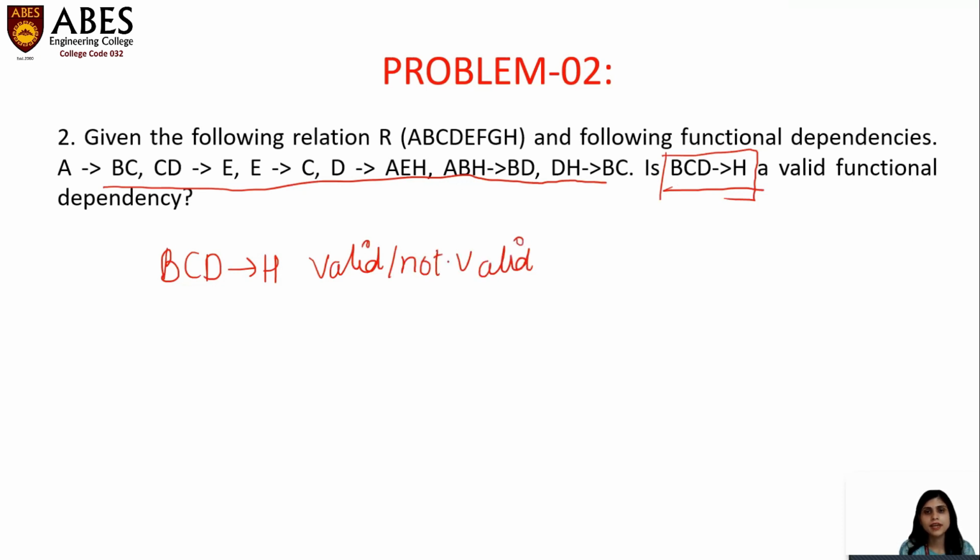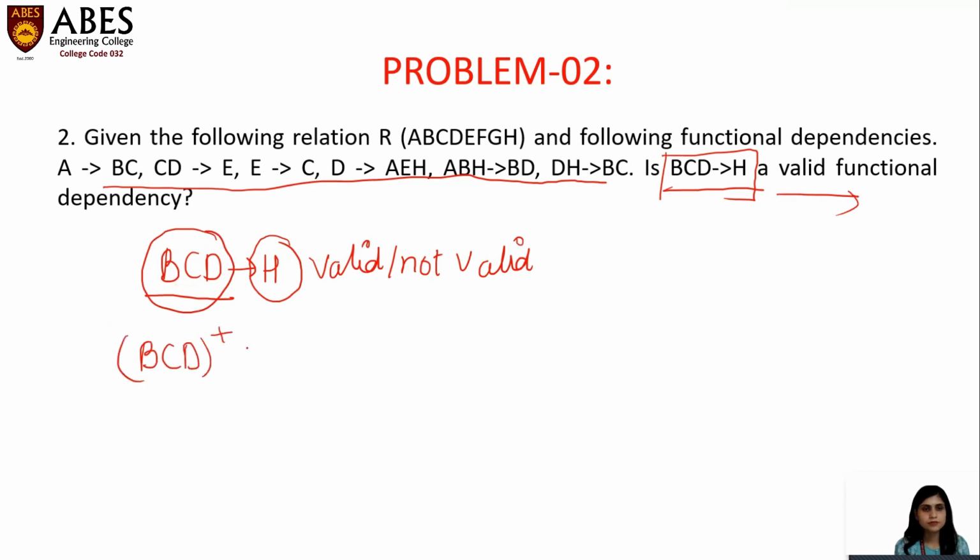To find that out, we can compute the closure of BCD. If the closure of BCD contains the attribute H, then we can definitely say that this functional dependency is valid. We already know how to compute the closure by using the given functional dependencies. Since we are finding the closure of BCD, it will contain BCD, of course.